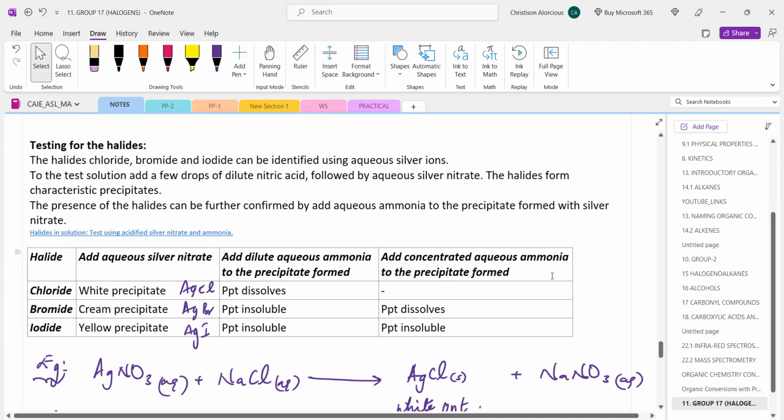They're usually taken as aqueous solution. So let's say if you have sodium chloride or potassium iodide, etc., it's dissolved in water to get an aqueous solution, and then it is tested.